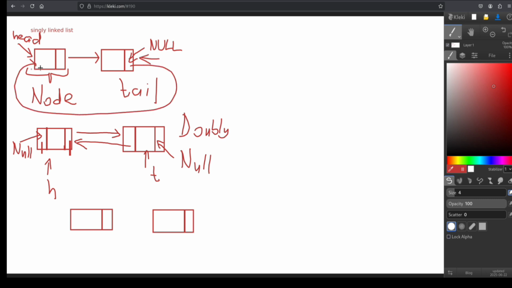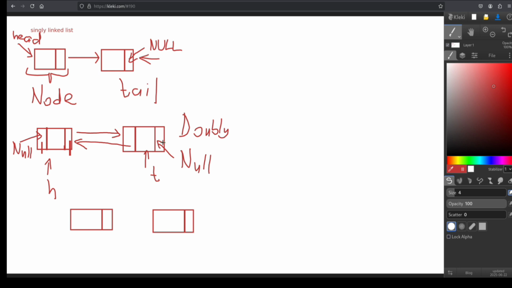So if you say I'm at the head right now and I want to go to the next node, it takes you to the second node, the tail. And if you want to go next again, it's not going to be null, it's going to take you back to the head because it's circular. So that's a circular singly linked list.